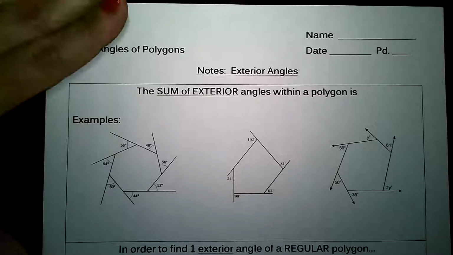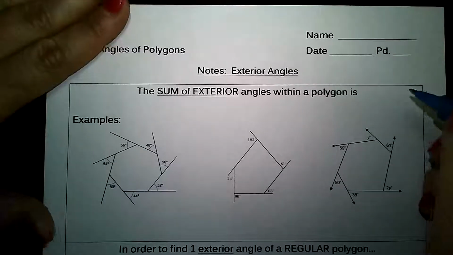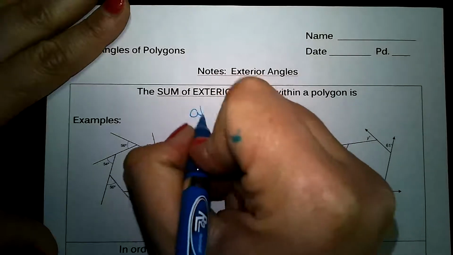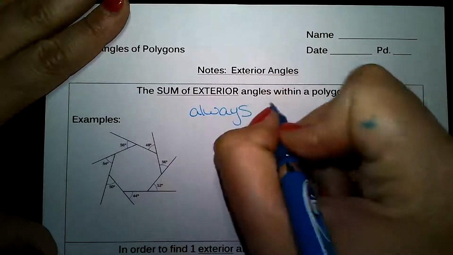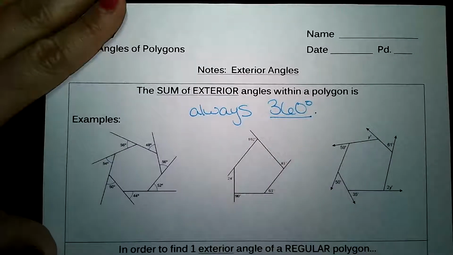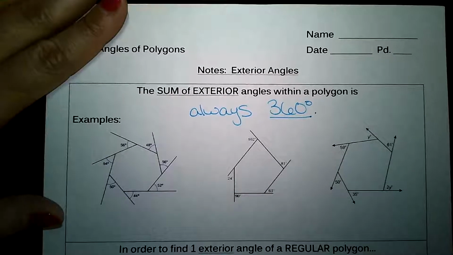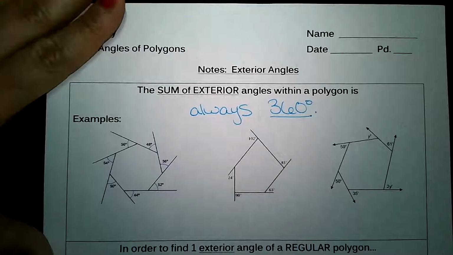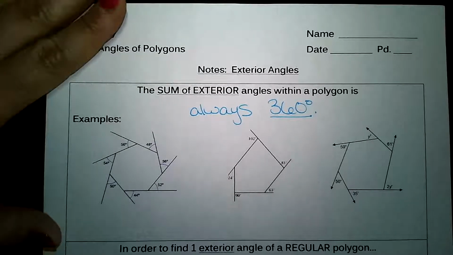Well, I have big news for you. The sum of exterior angles within any polygon ever, no matter what the shape is, no matter if it's regular or irregular, is always 360 degrees. Period. No ifs, ands, or buts about it. So I've got several different examples here, and these are here to show you that it doesn't matter what the shape is, you're always going to end up with 360 degrees. So let's take a look.